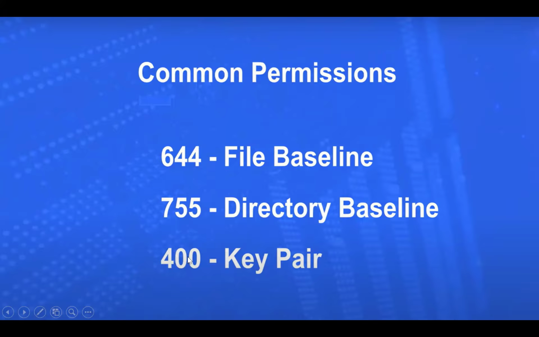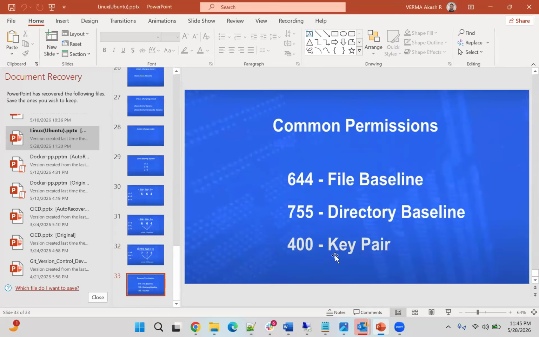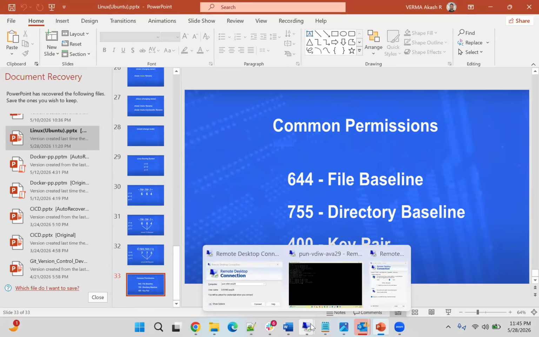Got it? If you create any directory, by default, the directory will have the permission of 755, which means read and execute, read and execute, read and execute. Same with the file. By default, if you create any file, the file will have the permission of read and write, only read and read. Commonly asked. So that's all about file permission. I hope you understood this part.